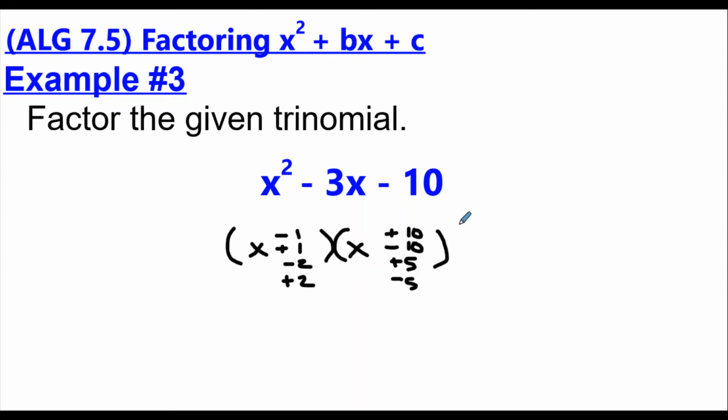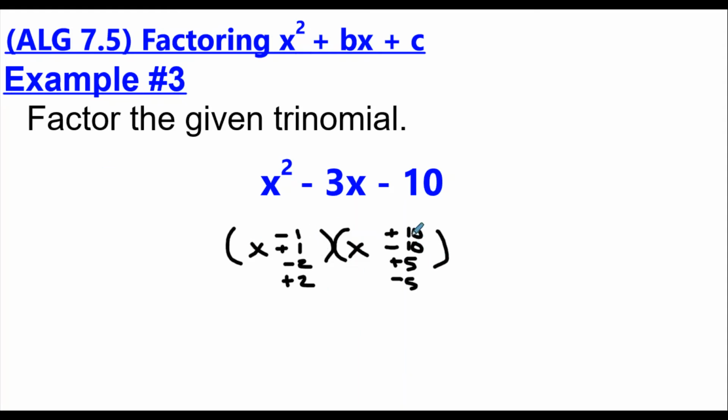Sometimes these are worse. Sometimes it's not a 10, sometimes it's a 240. I mean, there could be a lot of possibilities that you need to check. But as you do these more and more, you start to see some patterns, and I'm going to talk about some of those patterns in a future lesson that will help you figure out which numbers would have to go here just a little bit faster.